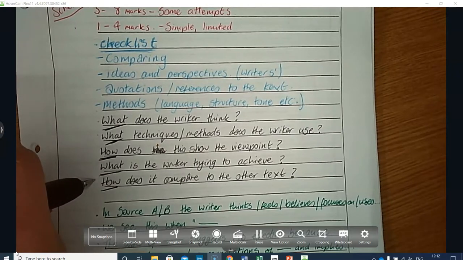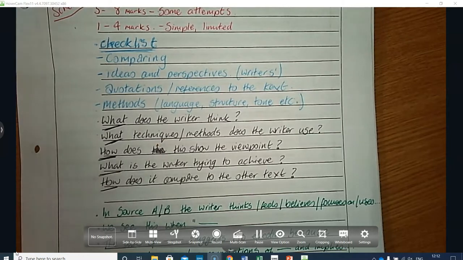And how does it compare to the other text? Is it similar or is it different? The more detail you can go into and really identifying the similarities and differences, the better your grade will be, because we know that the top marks go to those who are detailed and perceptive. So pause the video there if you haven't got all of that down.